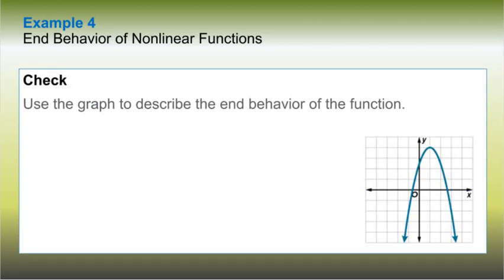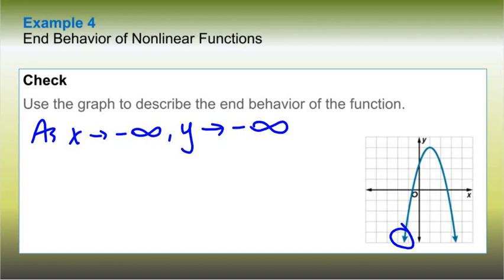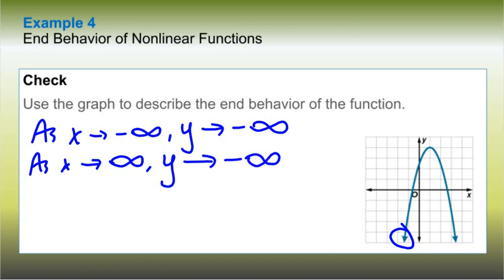Use the graph here to describe the end behavior on this one. So as x approaches negative infinity, so when I go to the left, y approaches negative infinity. And as x approaches positive infinity, so when x increases, y approaches negative infinity. It decreases.